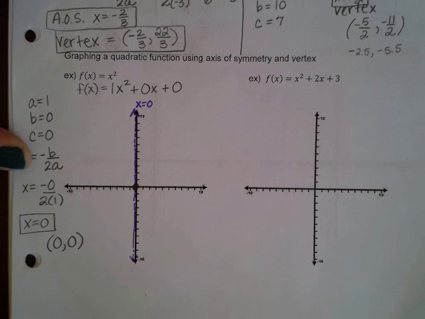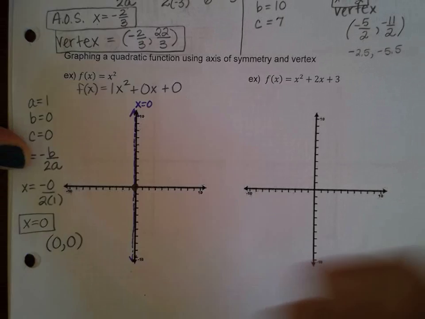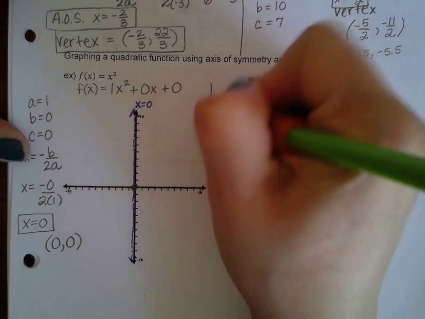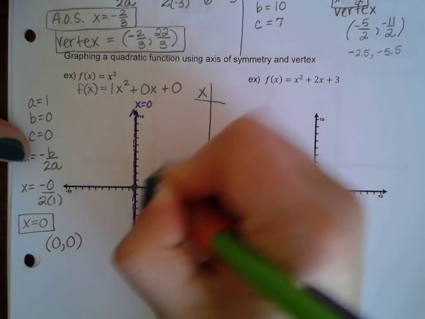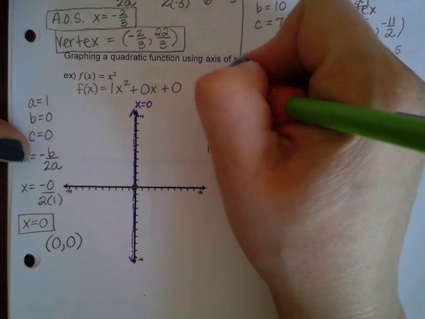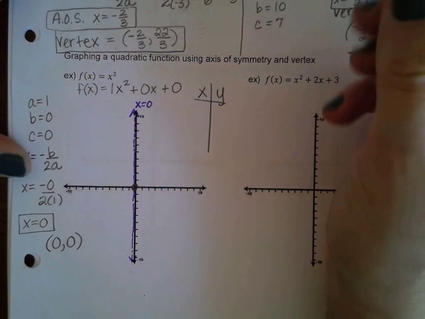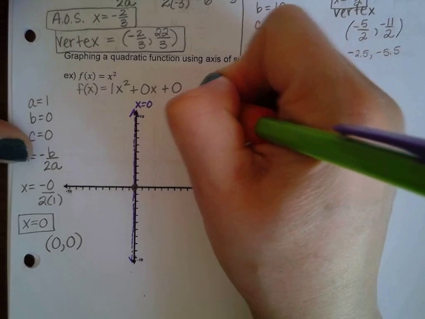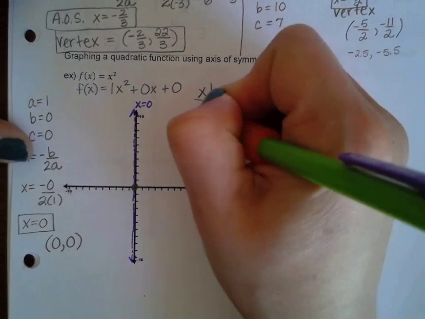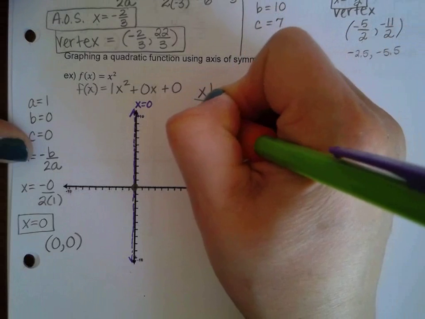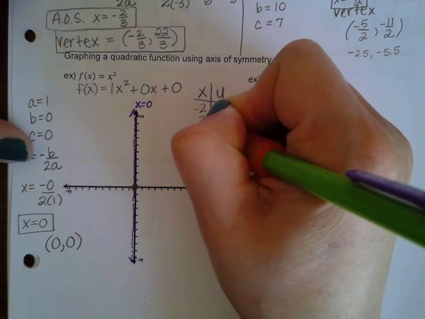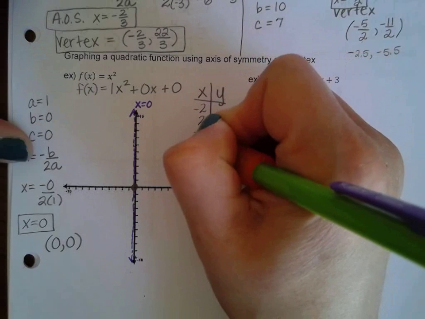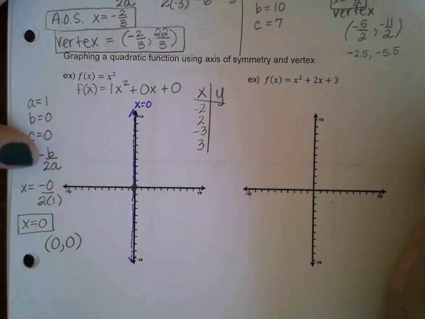Now, we don't know any other information, but we can do a table of x and y values to help us get a graph. We'll just do a few points on the right of the vertex and a few points on the left, maybe 2 on each side. So let's do -2, and we'll do +2, and we'll do -3 and +3. Okay, just a few points.